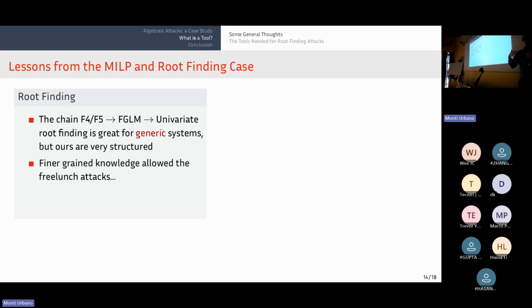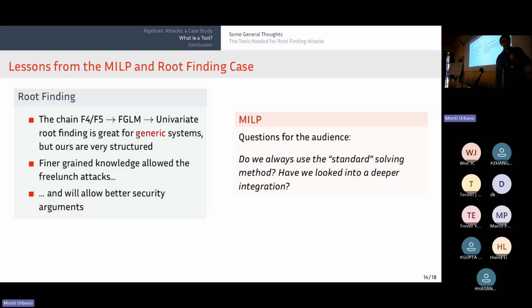In fact, having a better knowledge of these steps and of how these things work, by basically becoming better at multivariate root finding, is what allowed us to find the free lunch attack, the one that completely bypasses one step. The good news is that I'm also confident that with this better knowledge, we can come up with better security arguments. So we will be able to also design new tools here. I'm going to explain a bit later.